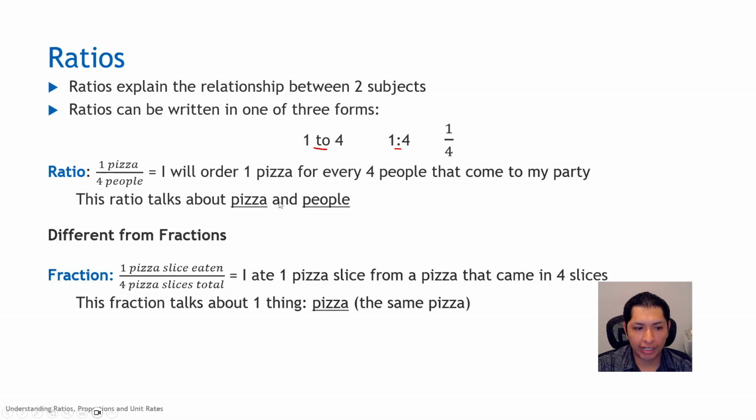This is very different from fractions, because fractions talk about one subject, the same subject. So taking that pizza analogy now in the format of a fraction, I can say it as 1/4 is 1 pizza slice is eaten in a pizza that was cut up into 4 slices total. And that is saying that I ate 1 pizza slice from a pizza that came in 4 slices. In this fraction format, using the same numbers, both numbers 1 and 4 are talking about one thing, a pizza, and it is the same pizza that they are talking about.